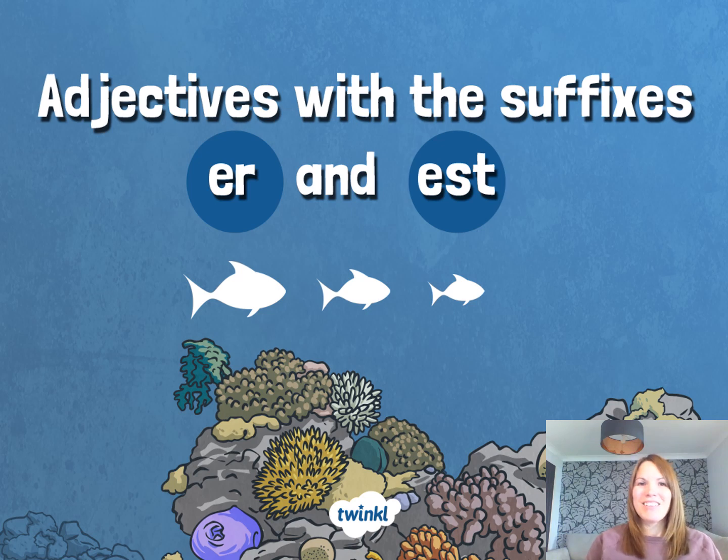Hello Year 2. So yesterday we started looking at the ER suffix and we looked at how it turns a verb into a noun. Today we're going to look at the ER suffix again, but this time we're going to look at it as a comparative adjective alongside the EST suffix as a superlative adjective. Let's have a look at some examples now.